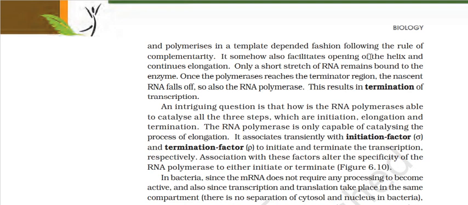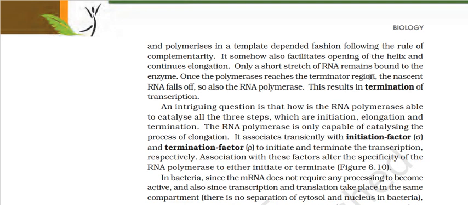So what happens is basically हमारे पास एक stretch of RNA जो है सिर्फ वही एंजाइम के साथ जुड़ा हुआ होता है, ठीक है, और जो एक दफा polymerase हमारा जो एंजाइम है, once it reaches the terminator region, RNA जो हमारा it will fall off, ठीक है, तो जो nascent RNA है वो गिर जाएगा, fine, और RNA polymerase भी.